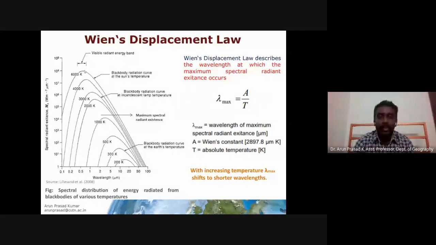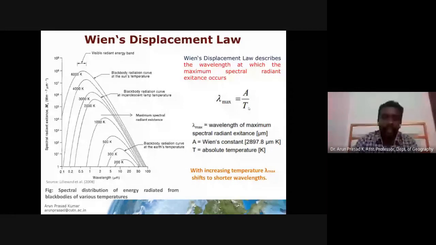It emits radiation throughout the wavelength range, from gamma rays to radio waves, but the maximum radiation of the sun would be in the visible spectrum, visible light. This is what Wien's displacement law tried to establish. The relationship is lambda max equals A by T, where A is Wien's constant and T is the absolute temperature of the black body.